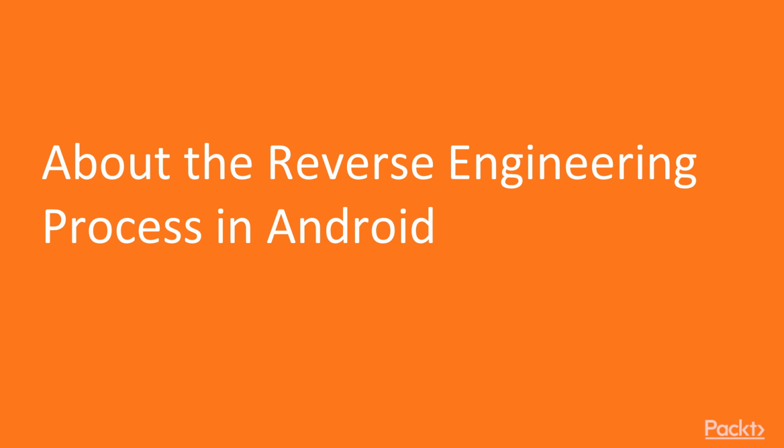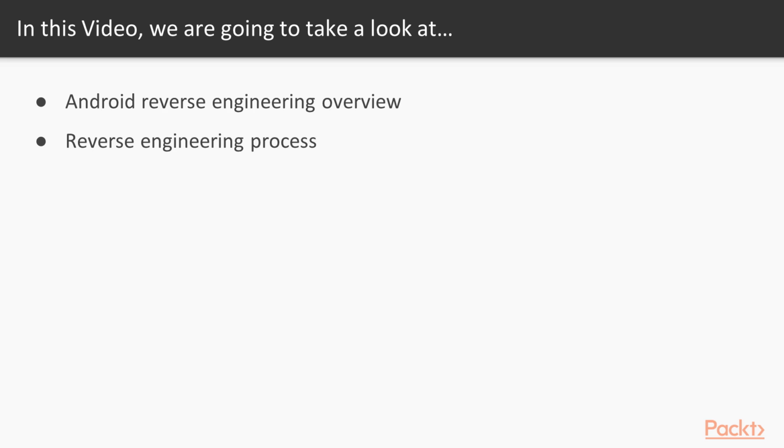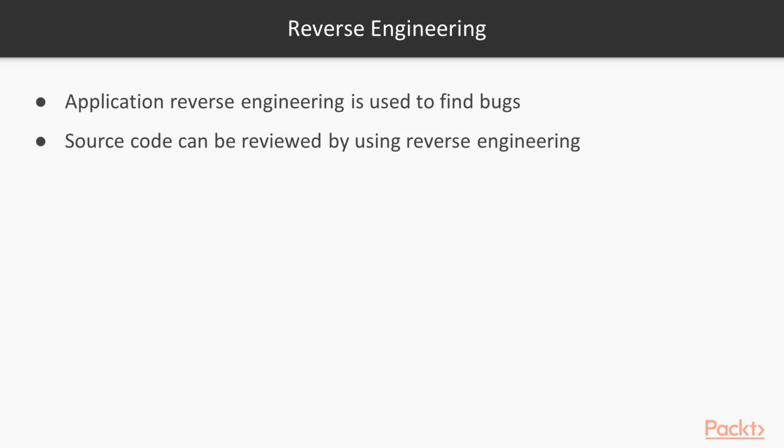About the reverse engineering process in Android. In this video we are going to take a look at a couple of points. First of all, information about the Android reverse engineering overview, and then what the process of reverse engineering inside an Android machine is. So let's start with what reverse engineering is. In the first point you can see here that app reverse engineering is used to find out bugs.